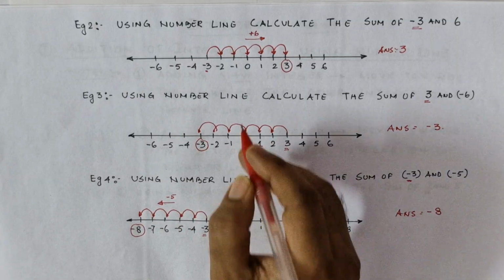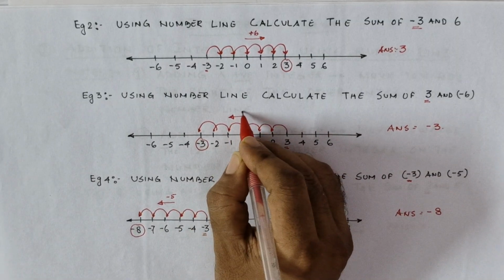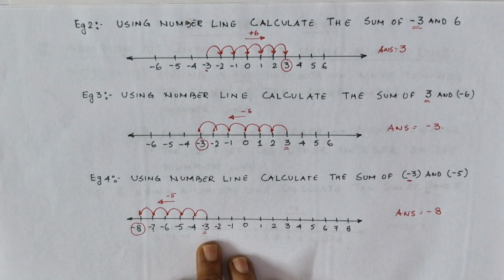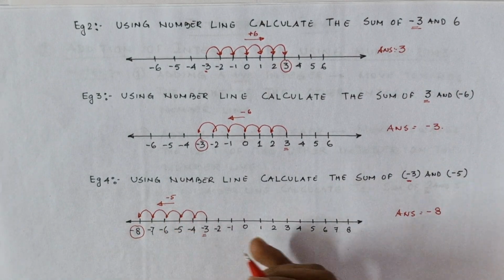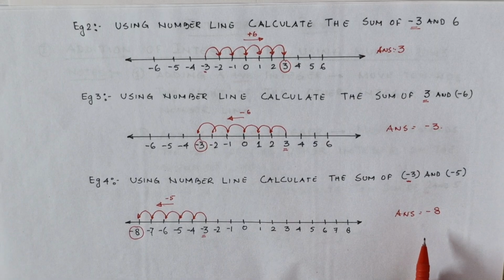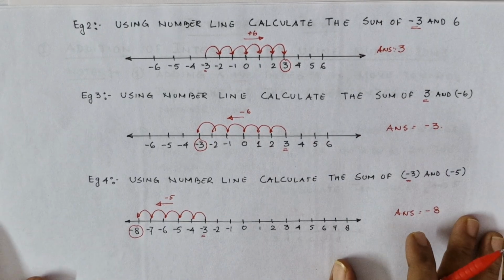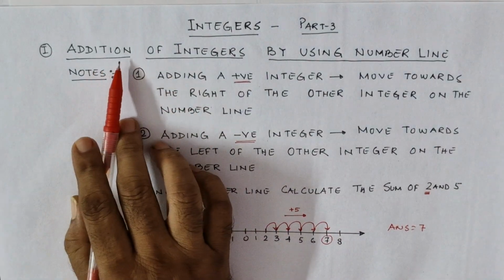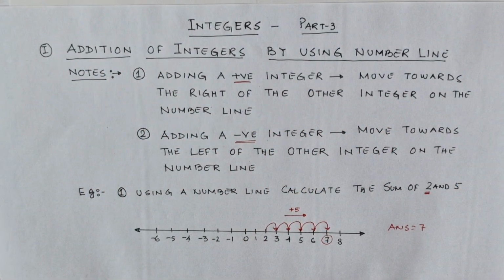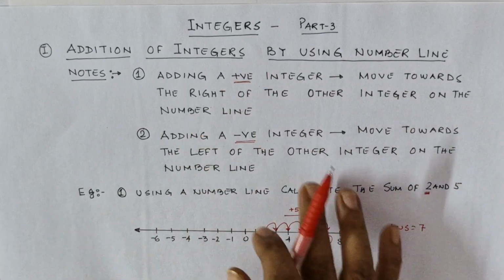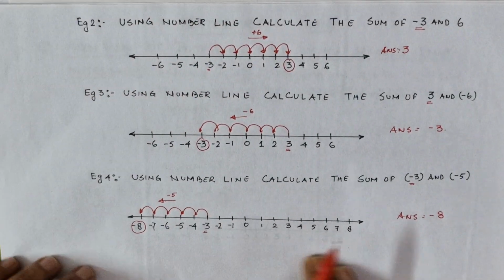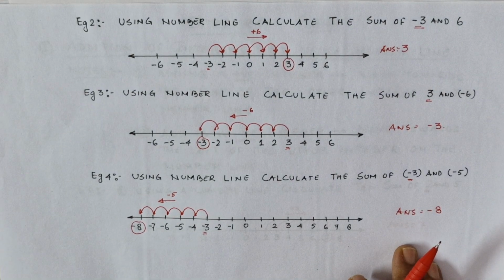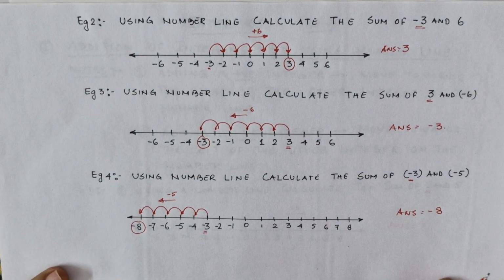So what are you actually doing? So you are moving to the left here in the previous sum, minus 6. So here in the last example, you are moving minus 5 to the left. So the answer is minus 8. Got it? I hope the first condition is clear when you are adding integers by using number line. So there are 2 conditions, and based on 2 conditions, I have given you 4 examples. I hope it is clear.